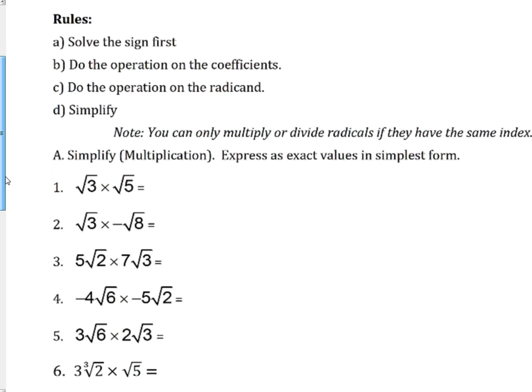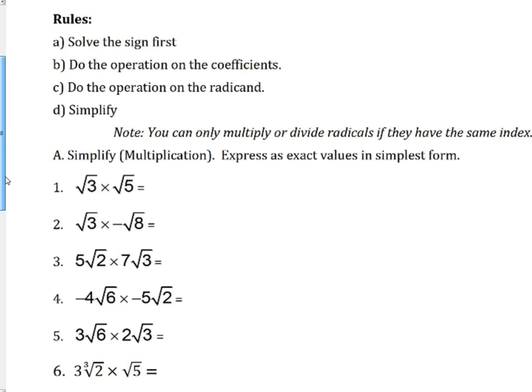Rules. A, solve the sign first. B, do the operation on the coefficients, do the operation on the radicand, and then simplify. You can only multiply or divide radicals if they have the same index. That makes sense? So you can only multiply a square root with a square root or a cube root with a cube root.